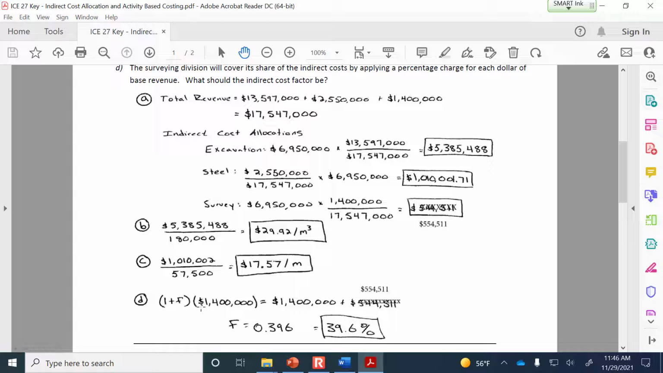There's other ways to solve for F, but what it ends up being is that they're going to have a 39.6% surcharge in order to generate that extra money that they have to turn into the corporate headquarters to cover the indirect costs. So part A is just determining the amounts. B, C, and D is all about allocation.